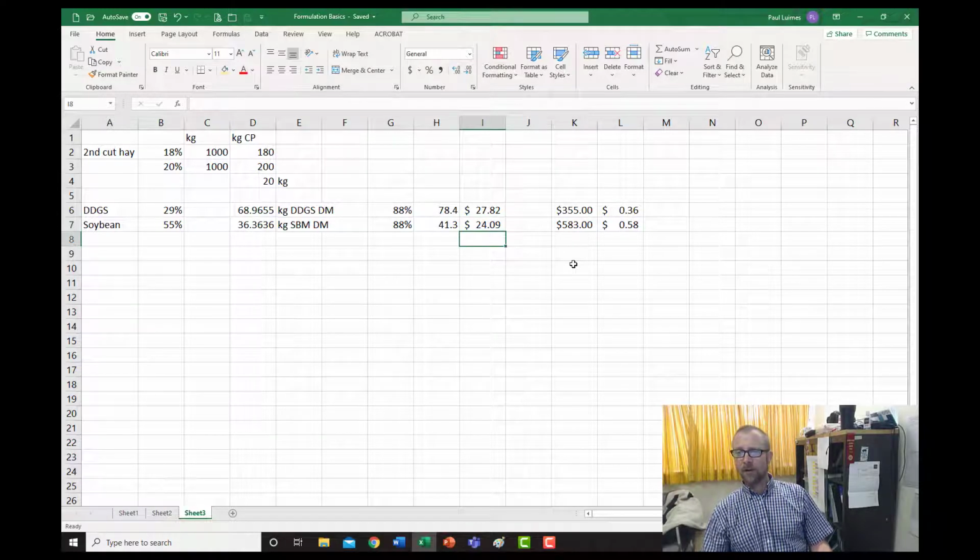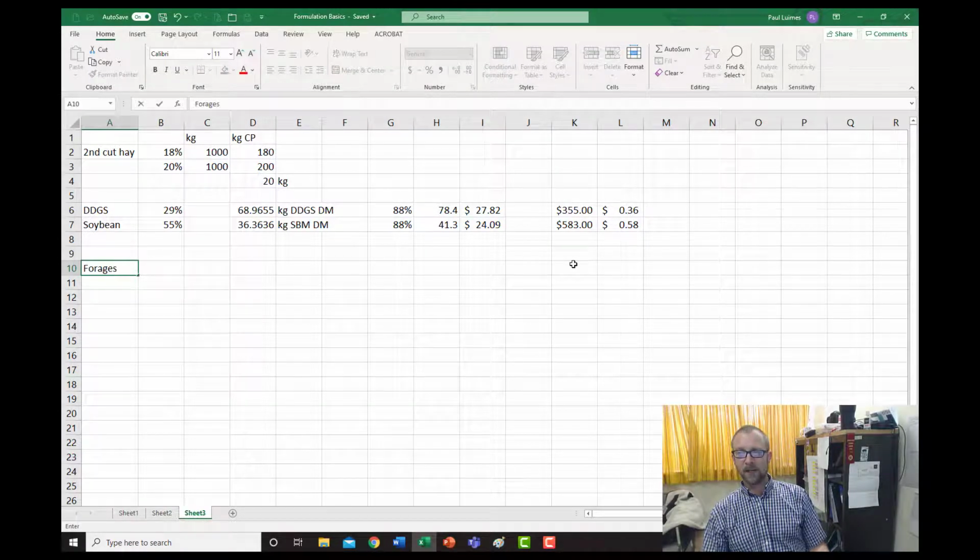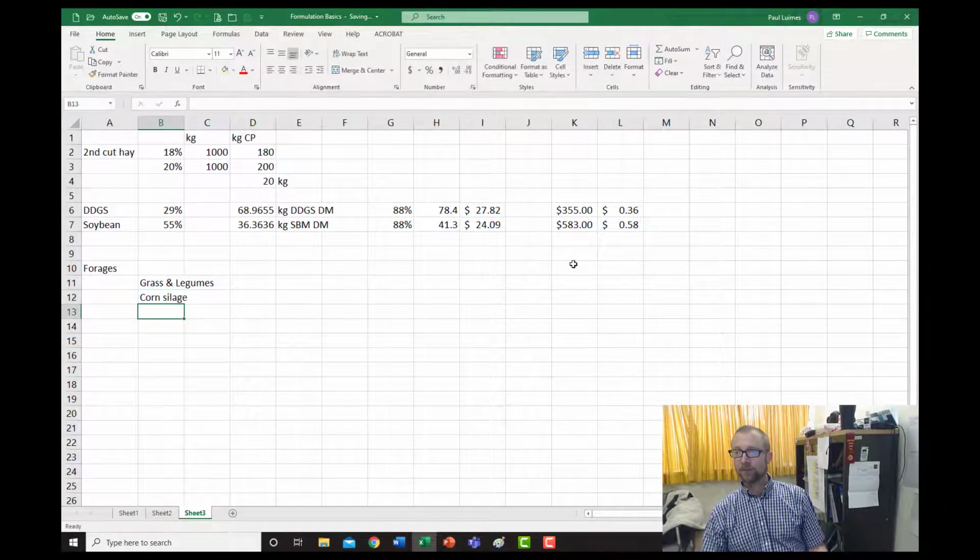And just as a rough idea, the things that vary a significant amount would be your forages. Your forages change a lot, and I would say, for example, your grass and legumes would be number 1 on that list. Corn silage will change relatively regularly as well.